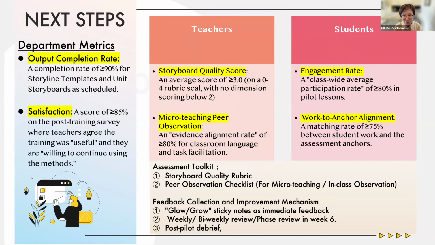To ensure our pilot is data-driven, we will measure success across 3 key stakeholder levels. At the department level, we will track the project execution and sustainability through a 90% storyboard completion rate and an 85% teacher satisfaction score. For teachers, we will assess the quality of their planning with a rubric-based score and the effectiveness of the delivery through a peer observation checklist. Most importantly, for students, we will measure the impact by tracking class-wide engagement rates and the alignment of their final work with our learning goals. The entire process will be supported by a formal assessment toolkit and a continuous feedback mechanism to ensure all improvements are based on real evidence.